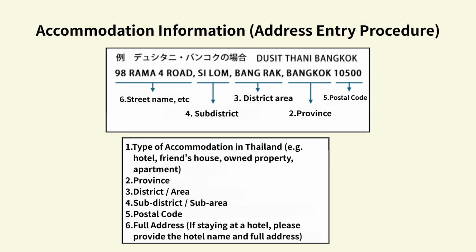Next, fill in the following fields: accommodation type, as above, subject or title, e.g., hotel name, district or area, subdistrict or sub-area, postal code, street name, and house number. If you are staying at a hotel, make sure to include the full hotel name and address. For example, if staying at Dusit Thani, Bangkok, enter Dusit Thani, Bangkok, 98 Rama 4 Road, Si Lom, Bang Rak, Bangkok, 10500.